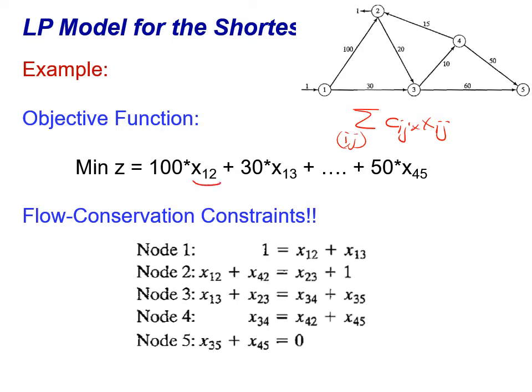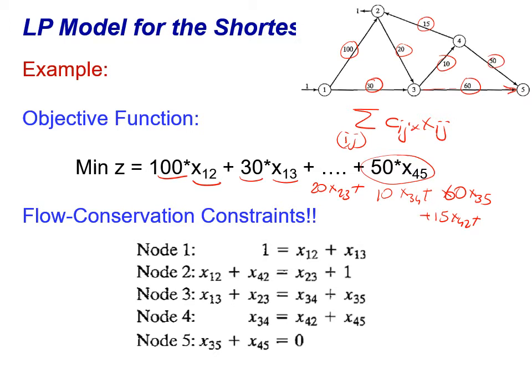So we write the objective function only for the arcs that are defined in this network. The first one, x12, what is the distance? It's 100, so 100 times x12. Then x13, the distance is 30 times x13. And we continue: 20 times x23, plus 10 times x34, plus 60 times x35. Remember, this is a directed arc, and it means that x35 is not equal to x53. It is different. This 35 says that the arc starts from node 3 and moves to node 5. So it is not the same thing. This is just a remark. Then we have 15 times x42, plus 50 times x45, which is this one. So this is our objective function.